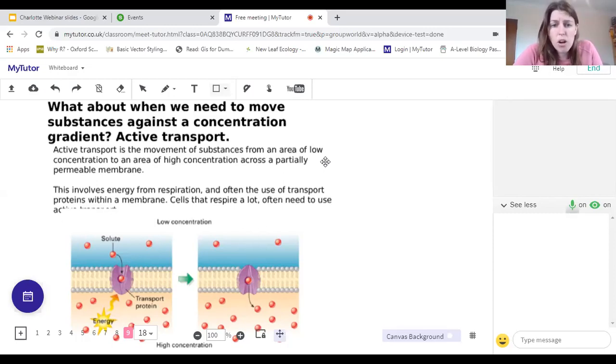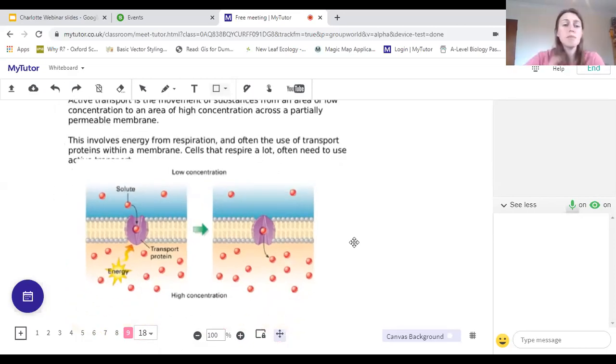Cells that respire a lot often need to use active transport. So we talked about cells that are specialized, that have lots of mitochondria, so they can do lots of respiration. And that's usually because those cells are specialized for actively transporting things. So root hair cells are a prime example. They're moving stuff from the soil into the plant. And water can move by osmosis, but there are other things that can't, that have to be actively transported. We'll talk about that in a sec.